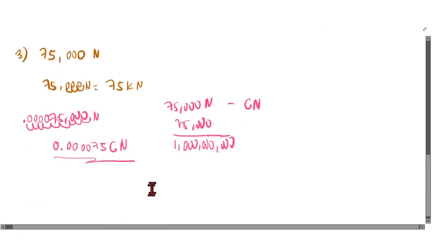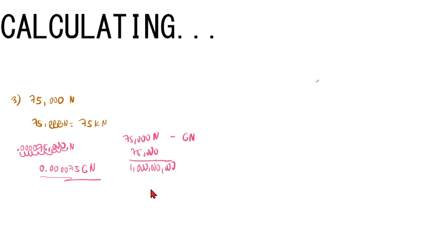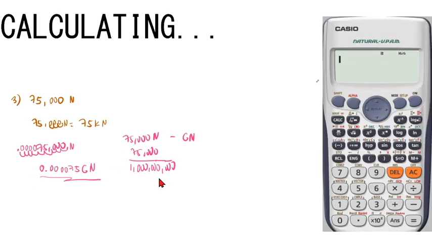So we have 1 billion. Let's get our calculator and show it on the board. We will do 75 divided by 1 billion, so 1 over 1 billion. Oh, I forgot to put the 75 in the upper part. 75,000 divided by 1 billion.